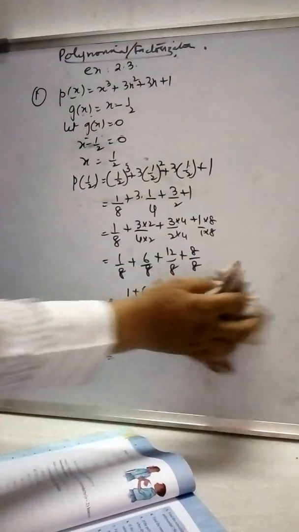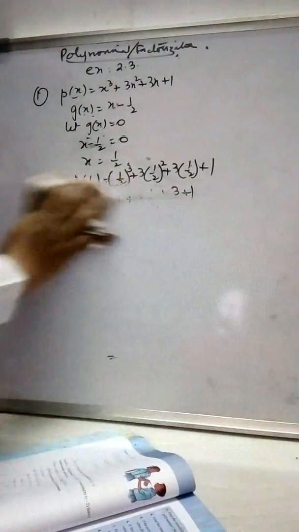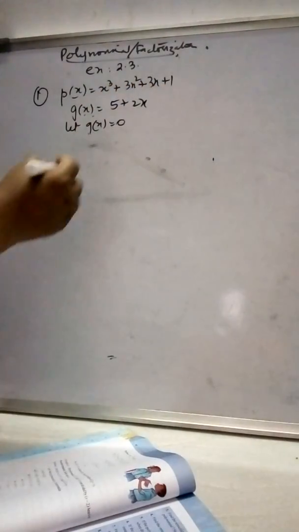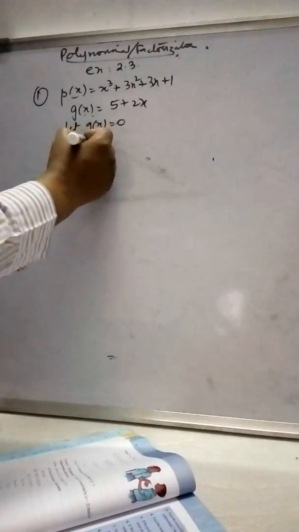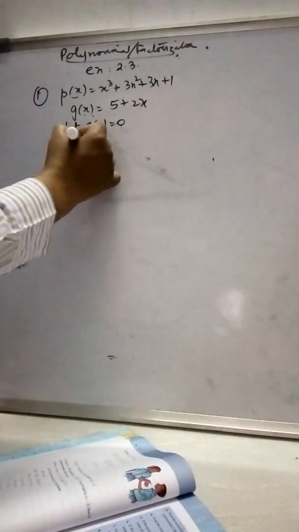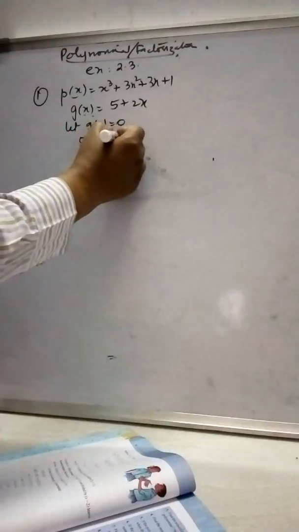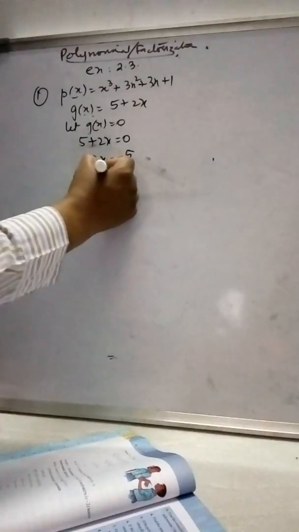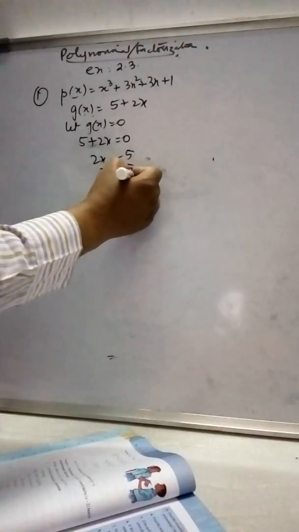Now we'll see the next problem based on this. G of x we are taking here as 5 plus 2x. So now let g of x equal 0, so 5 plus 2x equals 0, 2x is equal to minus 5, x is equal to minus 5 by 2.